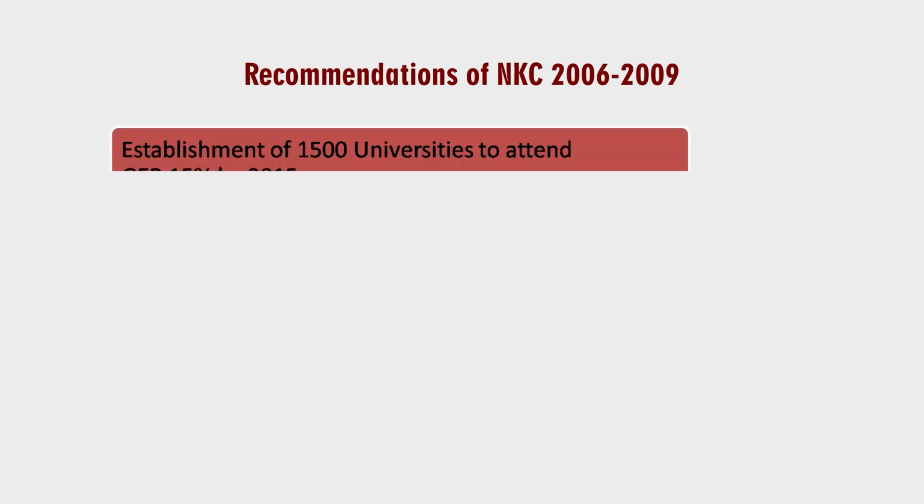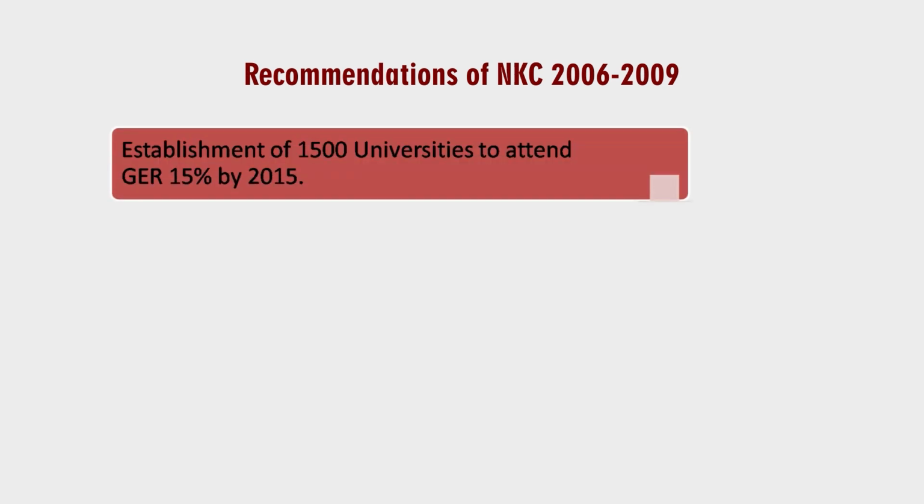in nature. And now let me focus very briefly on some of the recommendations of the National Knowledge Commission, 2006 to 2009. First of all, the Commission recommended the establishment of 1500 universities to attain the gross enrollment ratio of 15% by 2015. So how to achieve it? More universities should be established, and it was recommended to establish 1500 universities.